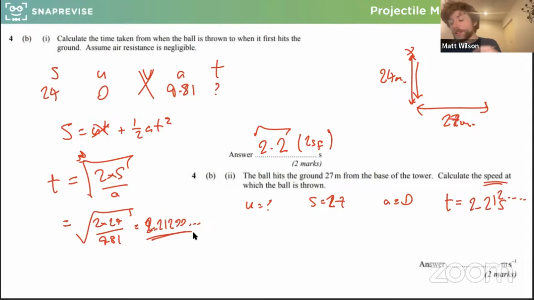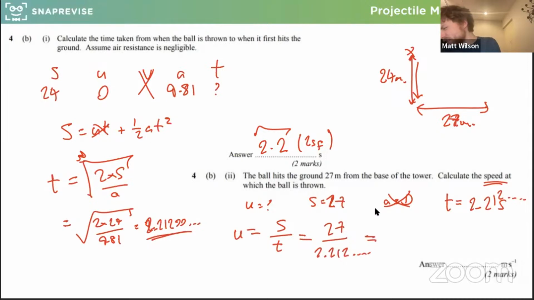Okay, good. Well, this is just speed equals distance divided by time, and we're being asked to find the speed. So the speed is equal to distance divided by time because the acceleration is 0. In which case we have 27 divided by 2.212, etc. We can chuck that in a calculator and we'll find 12.206. In other words, we'll get 12 meters per second. Okay, good. Hopefully that is making sense.